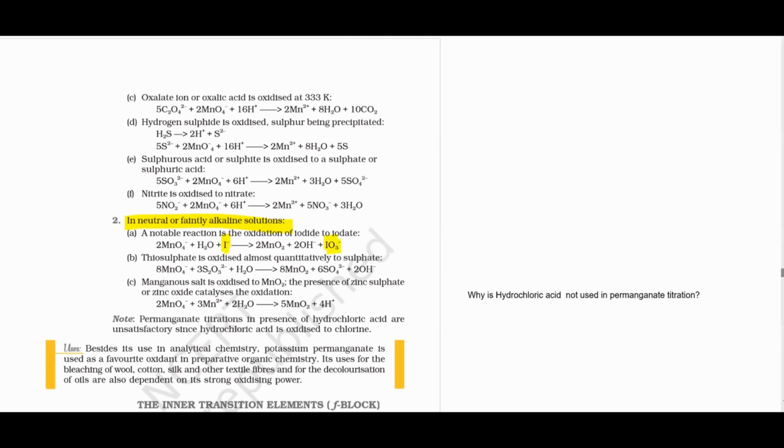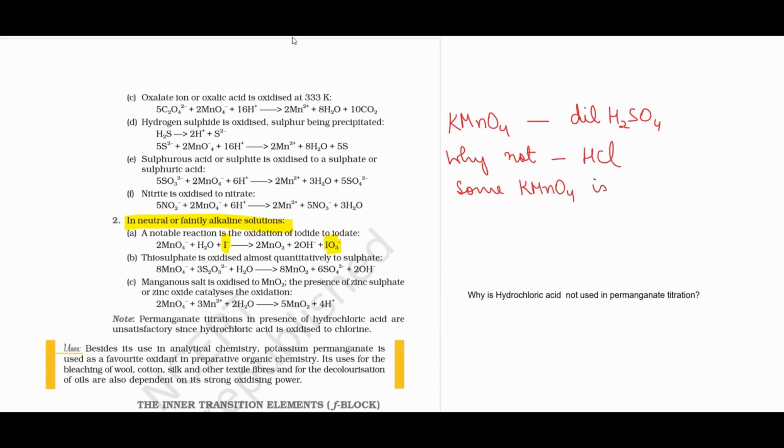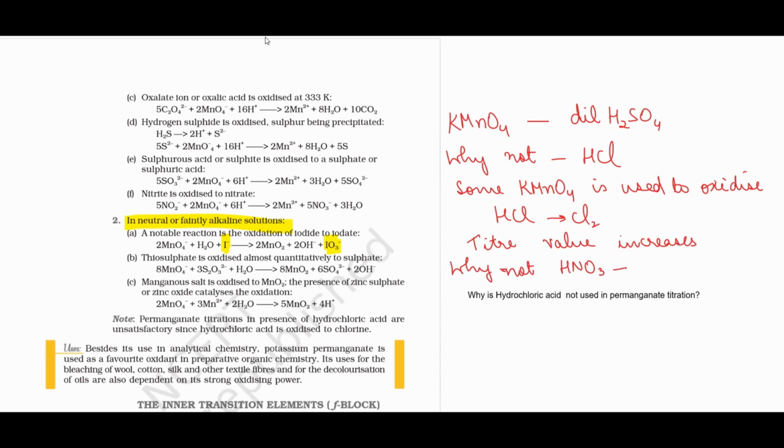There's nothing that can be taught here. You need to be learning these points. And then coming to KMnO4 titrations. For KMnO4 titrations, we use dilute sulfuric acid. So a question can be asked, why not HCl? If we use HCl, some KMnO4 is used to oxidize it. Hence, in titrations, the titer value increases. Why not nitric acid? Because nitric acid itself is an oxidizing agent.